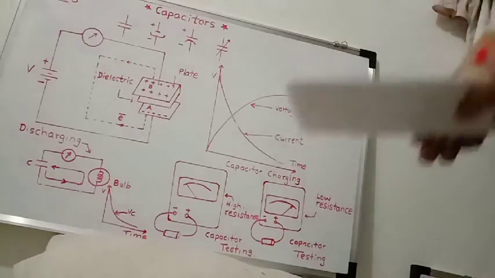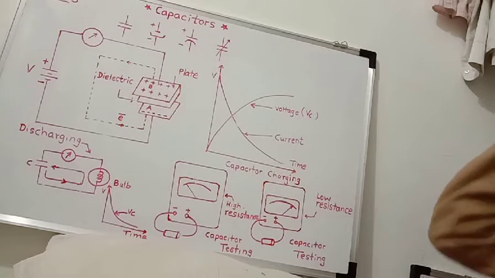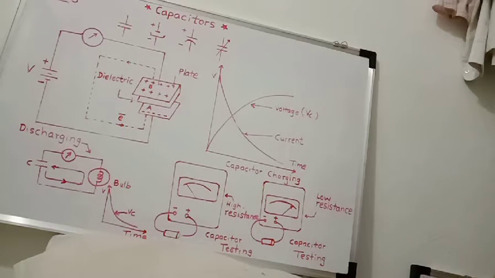Hello students, today we will learn about capacitors. So what is a capacitor? A capacitor is a second passive electronic component, which stores electrical energy. It charges. When it charges, it stores electrical energy, and when it discharges, then it releases or delivers the stored electrical energy. So this is the function of a capacitor.